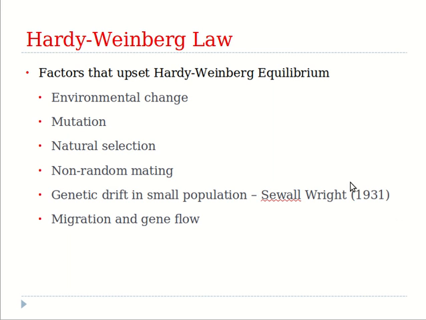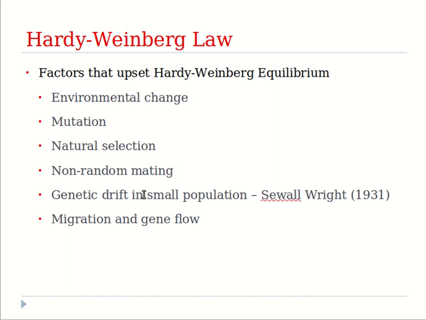So, we will be looking at it in detail in the coming presentation. Genetic drift simply means an accidental shift or fluctuation in the proportion of a particular allele. So, there is a shift from one genetic type to another one, and it usually happens in small populations. Then the last factor that influences Hardy Weinberg equilibrium is migration and gene flow.